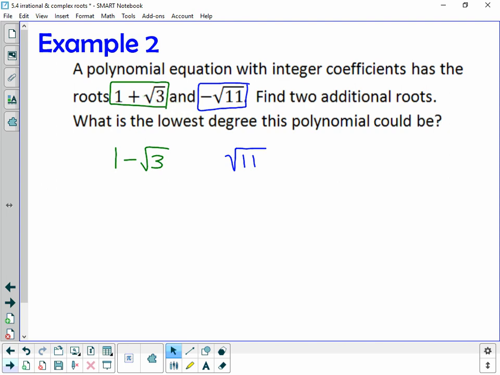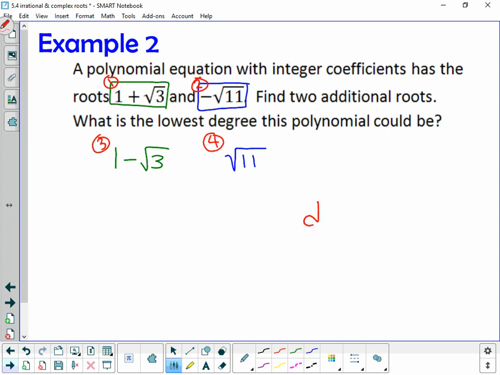Second part says, what is the lowest degree that this polynomial could possibly be? Well, we talked earlier about the fundamental theorem of algebra and how the degree of the polynomial and the number of roots is the same. If it's degree 3, it has 3 roots. If it's degree 5, it has 5 roots. Well, I know 1, 2, 3, 4 roots. So this has to be at least degree 4. If there are other roots that aren't being mentioned, perhaps it's higher than 4, but it absolutely has to be at least a degree 4 polynomial.